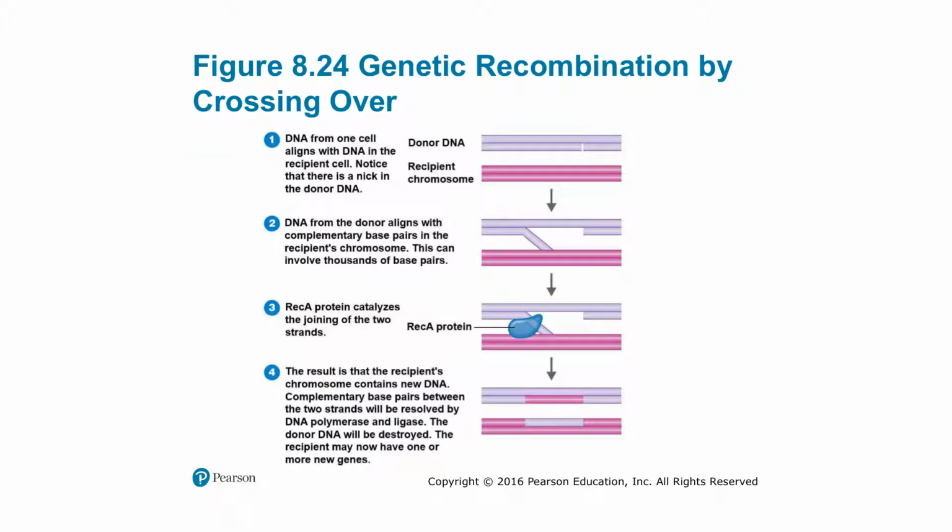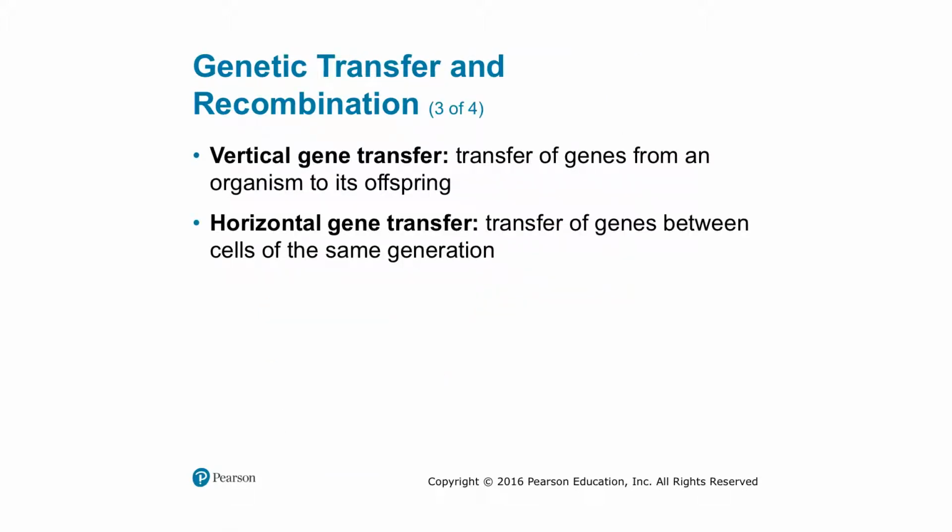Crossing over is why you kind of look like your mom and your dad. What happens is the RecA protein catalyzes the joining of the two strands, and then the recipient's chromosome contains the new DNA, and the complementary base pairs are switched on the other one. The donor DNA will be destroyed. The recipient may now have one or more new genes. So vertical gene transfer, like I said, is from parent to offspring. But horizontal gene transfer is genes between cells of the same generation, or even different generations, depending on the lifespan.